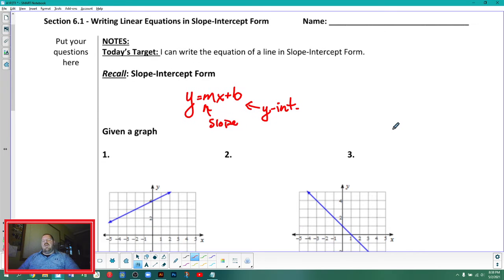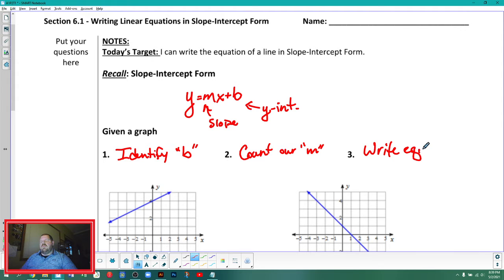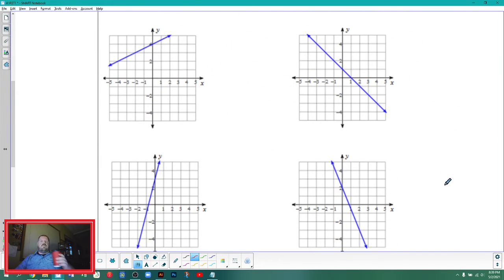Okay, and we're going to look at this in a variety of situations. For the first one, we're going to be given a graph. So when we're looking at a graph, first thing we want to do is identify the y-intercept. I'm going to say the b. And then step 2, we're going to want to somehow count off our slope, or m. And then step 3 is to write the equation. Okay, let's look at a couple examples.